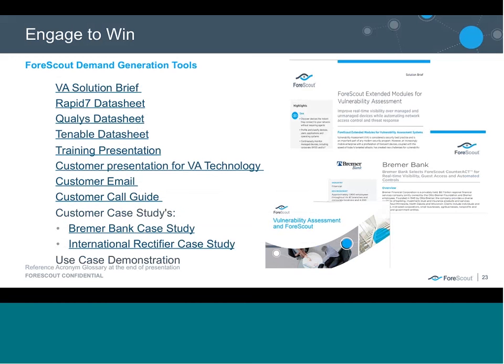So there's a bunch of demand gen tools out there for you. We have the solution brief. We have data sheets on all three integrations. There's a training presentation, this one that you're on today. There's a customer presentation for VA, and there is a general presentation for the vulnerability assessment technology that also contains slides specific to the 3 partners that we have integrations with. There's email, call guide, case studies, so all the typical information that is out there to help you sell this.